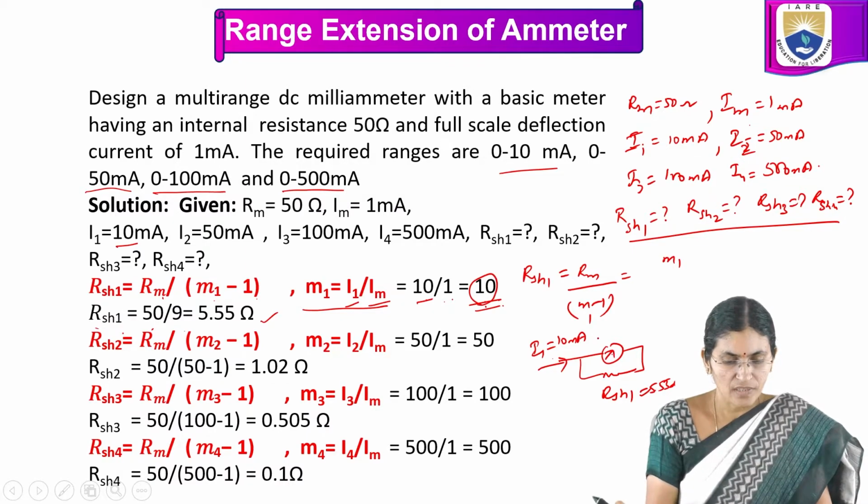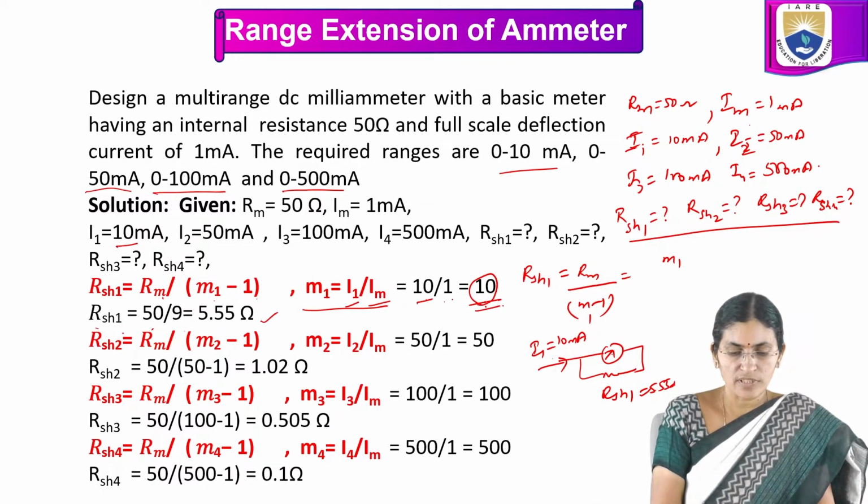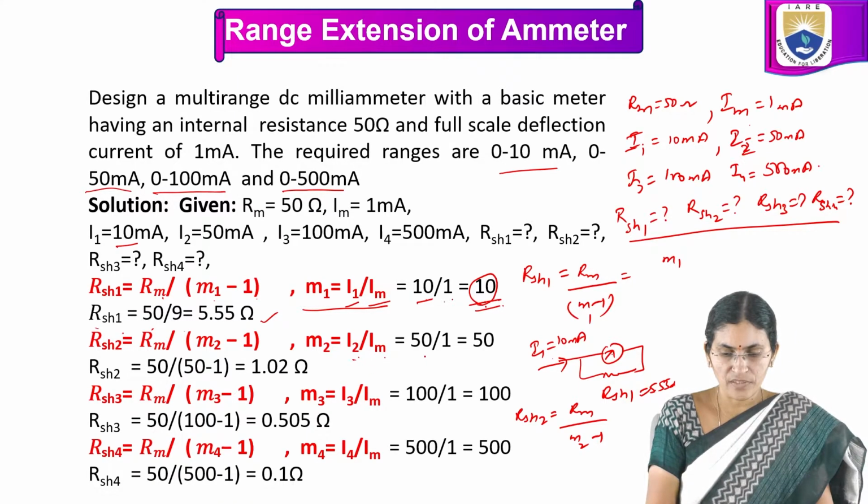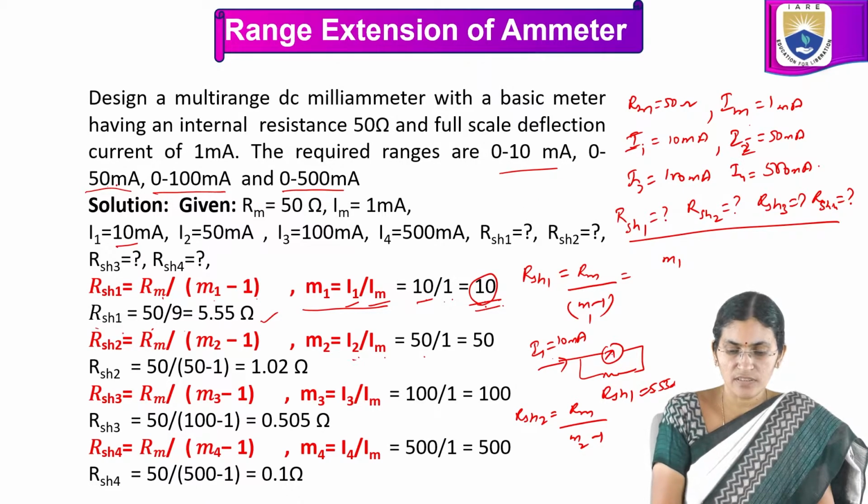So next is RSH2. The same formula we can apply. RSH2 is equal to Rm by M2 minus 1. Here M2 is equal to I2 by Im. I2 is equal to 50, so the second range is 50 milliamperes. So 50 by 1 is equal to 50. RSH2 is equal to, using this formula, 50 divided by 50 minus 1, so it comes out to be 1.02 ohms.